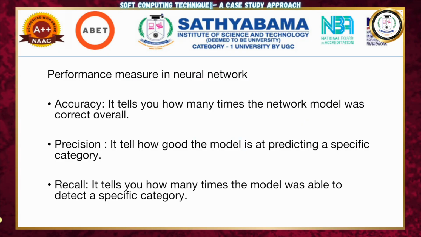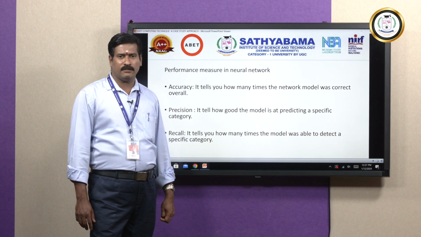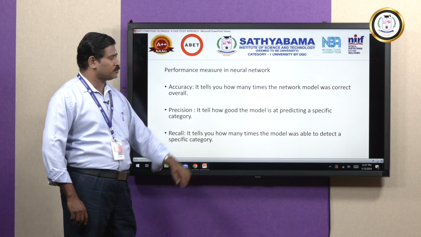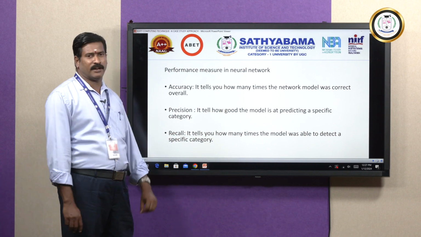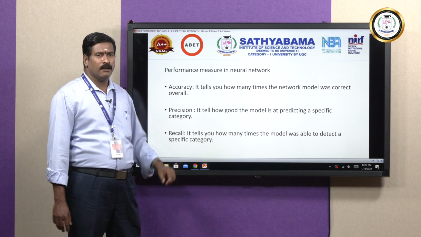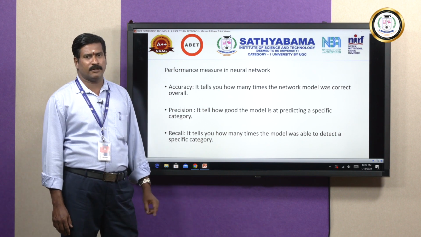Now come to the performance measures in the neural network. Accuracy: how many times the model was correct is called accuracy. Precision: how many times the model is good for a specific category is called precision. And recall: how many times the model is able to detect a specific category. So these three are the important performance measures in the neural network.